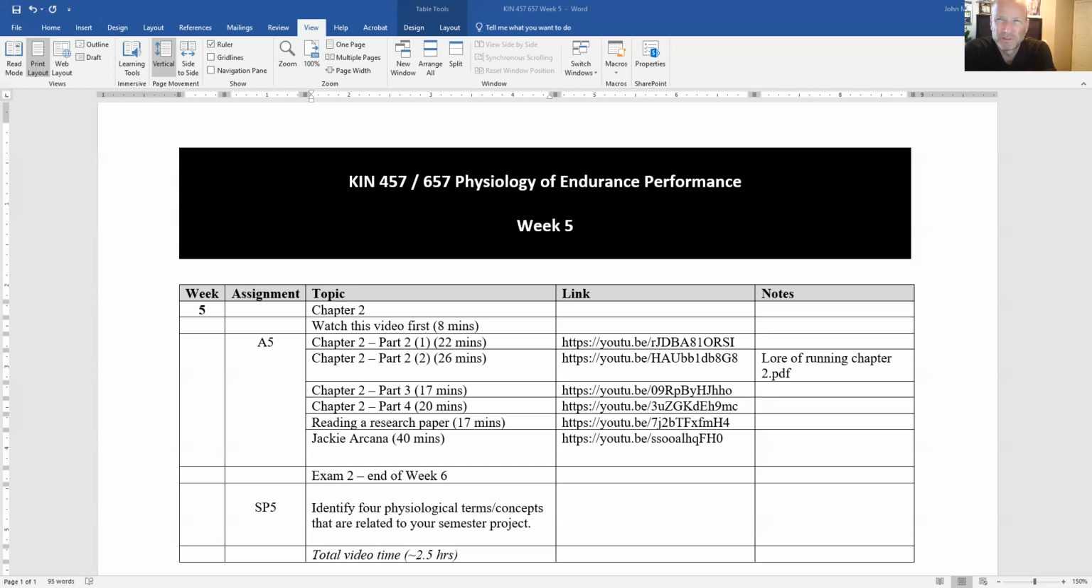Now, in these presentations, I'm really focused on running because that's the basis of this book, the Lore of Running. However, these terms also exist and can be applied in swimming and in cycling. Be sure to have read the chapter, and you should have watched week 4's videos already, and then these videos are completing our understanding of what's happening in chapter 2.